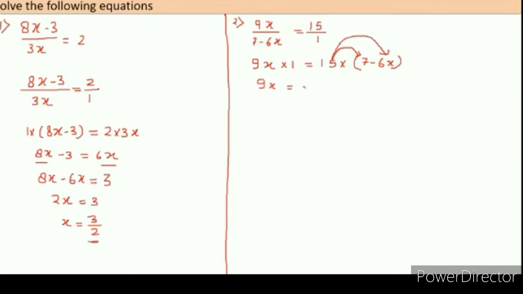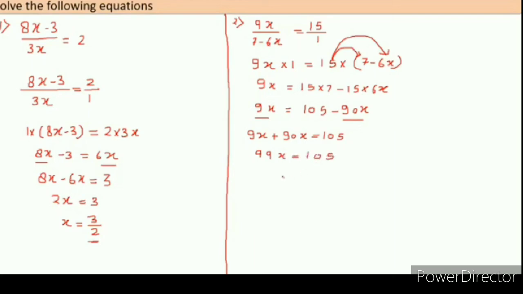15 into 7: first we will write in the form of a product, minus 15 into 6x. 9x equal to 15 sevens are 105. Yes, 15 into 6, minus 15 into 6x, minus 90x. Both are x terms, so 90x will shift to this side. It will become plus.